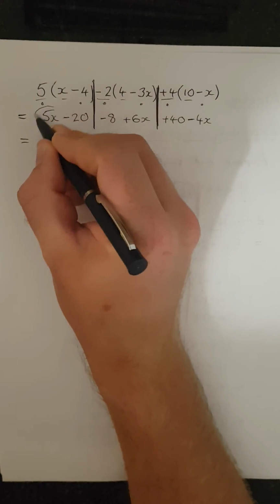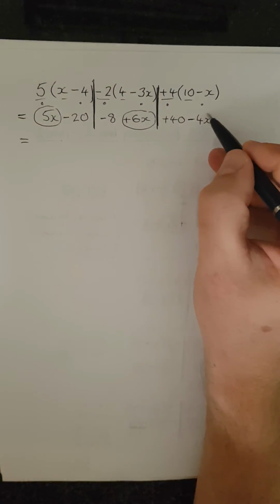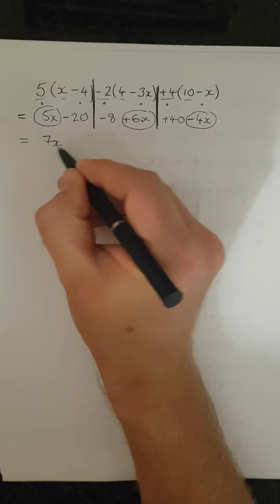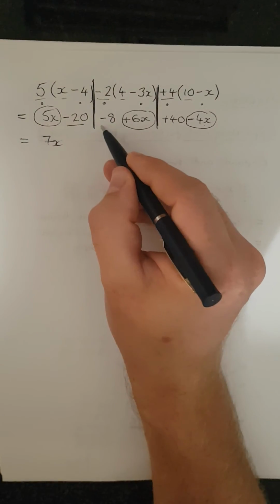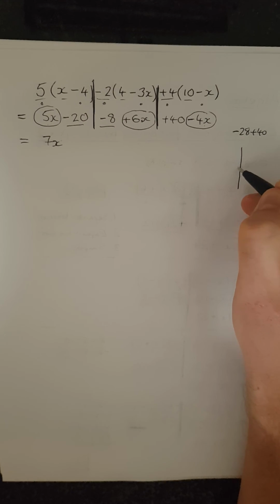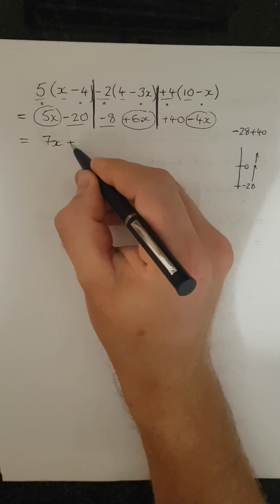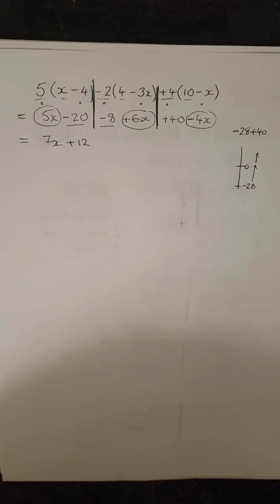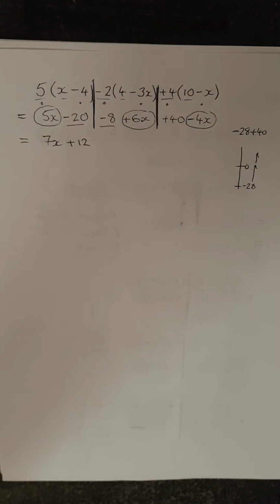Now let's simplify. 5 add 6 is 11, take away 4x is 7x. Minus 20, take away 8 is minus 28. Then you're going to add 40 to it. So you're starting on minus 28, going up to 0 and past it, you'll end up on plus 12. Now, we've covered negatives here in detail. In part 3 of expanding and factorising brackets, we're going to look at some indices and some fractions as well.